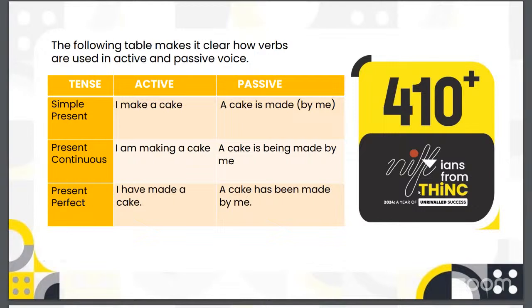Now when you change it into passive voice, it will be a cake has been. Because cake is singular, you have to use has been. In perfect tenses, you always use been. Okay. And in continuous tenses, when you change into passive voice, you use being. So a cake has been made by me. Okay. A cake has been made by me.